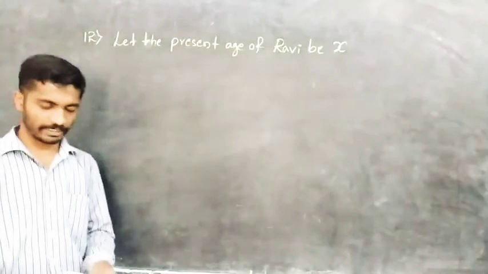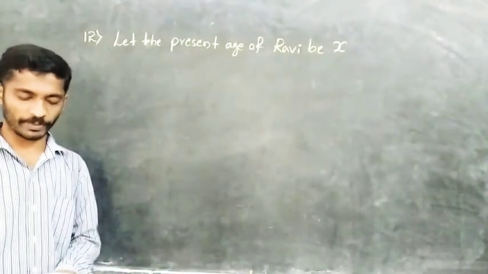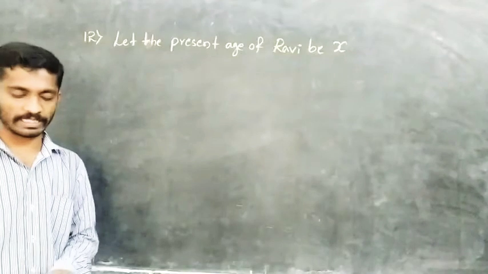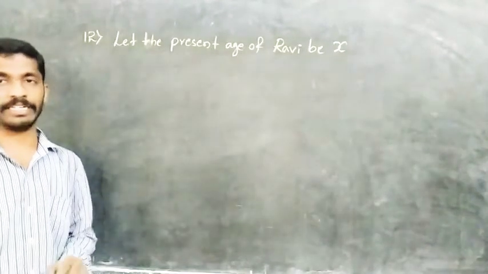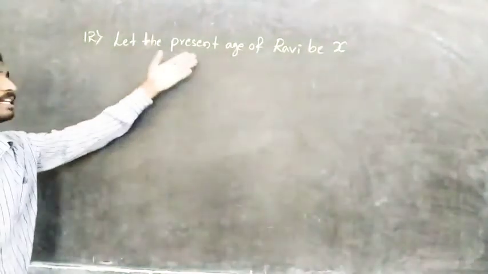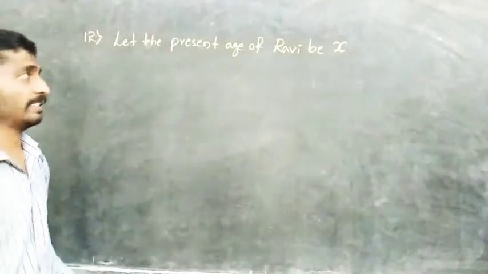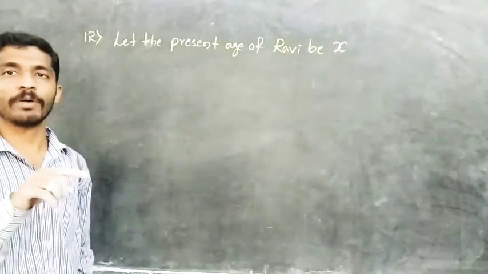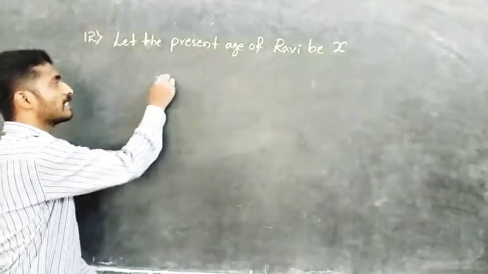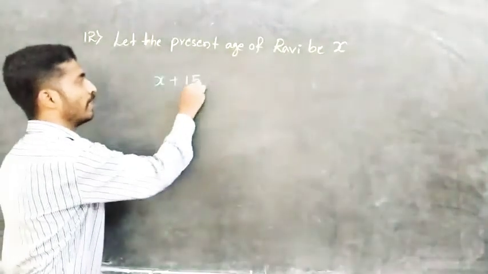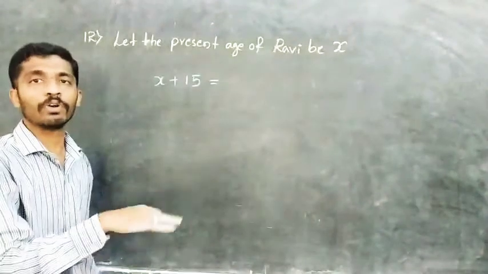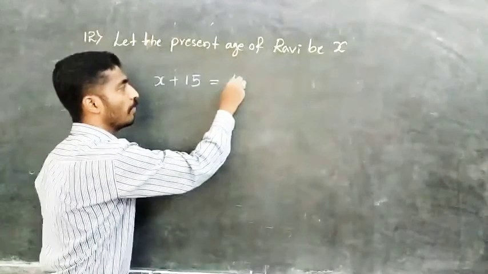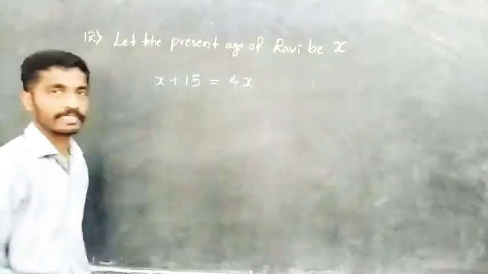Problem, they given here: 15 years from now, Ravi's age will be 4 times his present age. What is Ravi's present age? So let the present age of Ravi be x years. Okay. So they given the condition 15 years from now. It means x plus 15 will give us how much? 4 times the present age. What is present age? That is x. It will be 4 times, means 4x.